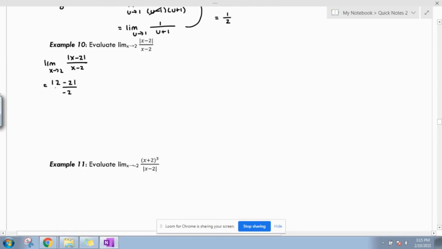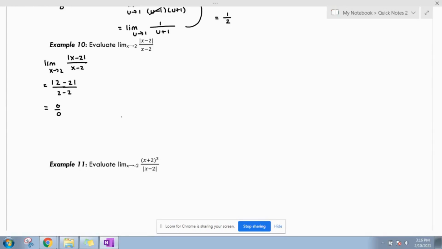So that's going to be 2 minus 2 in the absolute values, and then 2 minus 2, and then you get 0 over 0. So again, we've got this indeterminate form, which is no good for us. Now, when we're dealing with absolute value, this is the part where we have to think about creating piecewise functions. So this is going to connect back to day 4 for us when we were graphing absolute value functions.